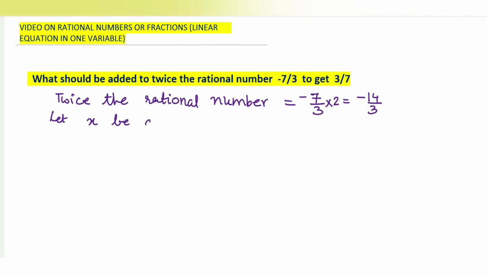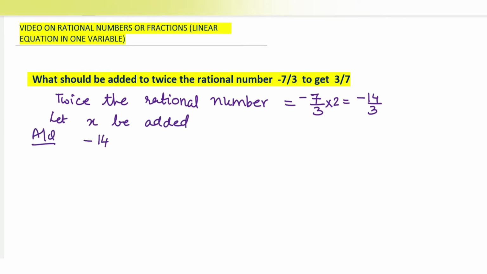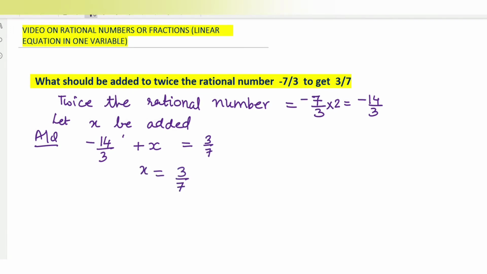Let x be added. So according to the question, twice the rational number, it is negative 14 by 3, what should be added? x be added to get, means is equals to 3 by 7. Keep this x here. This negative 14 by 3 will move to the RHS, it will turn as positive 14 by 3.